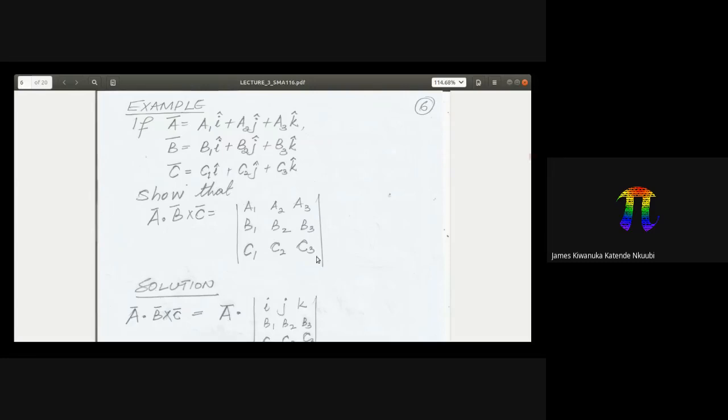So here is how to compute this triple product if you have the vectors written in this form. If the vector A is written as A1 i plus A2 j plus A3 k, and so on, up to C written as C1 i, C2 j, C3 k, then we can show that the dot product A dot B cross C is simply the determinant of this matrix, where the first row are just the components of i, j, and k, the second row B1, B2, and B3 are the components of B, and C1, C2, and C3 are the components of C.